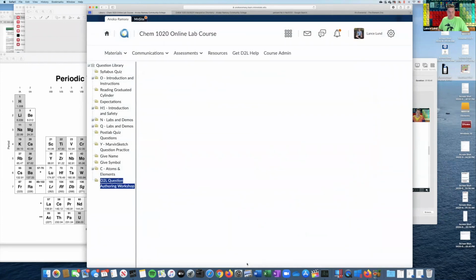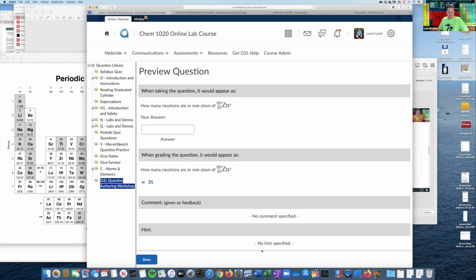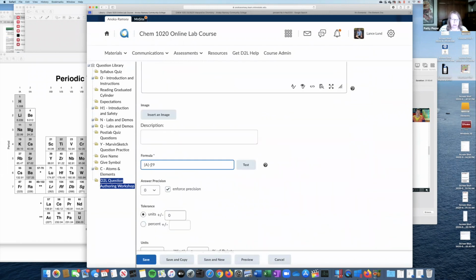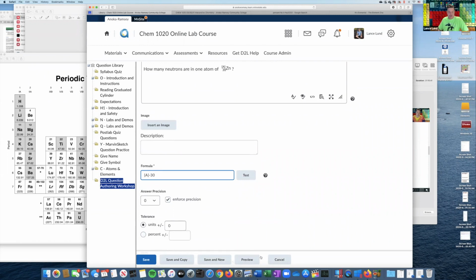Again, always a good practice to preview as we're learning. That's not correct. Why is it not correct? What did we not do? It somehow didn't get that 29. It kept it 29 instead of 30. Oh, we didn't change the formula. That's why. Right. So now we change the formula.